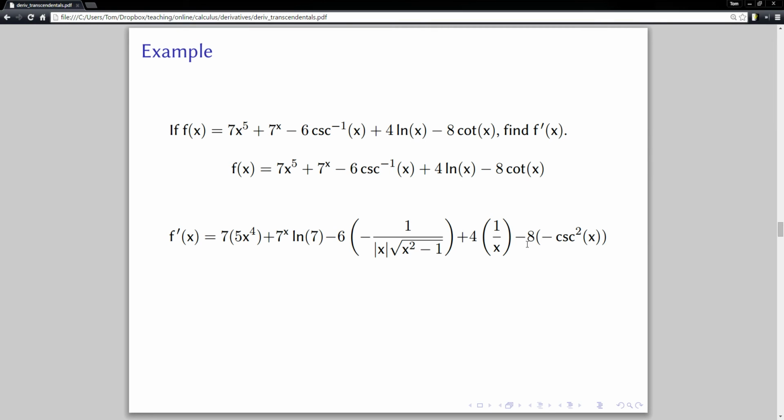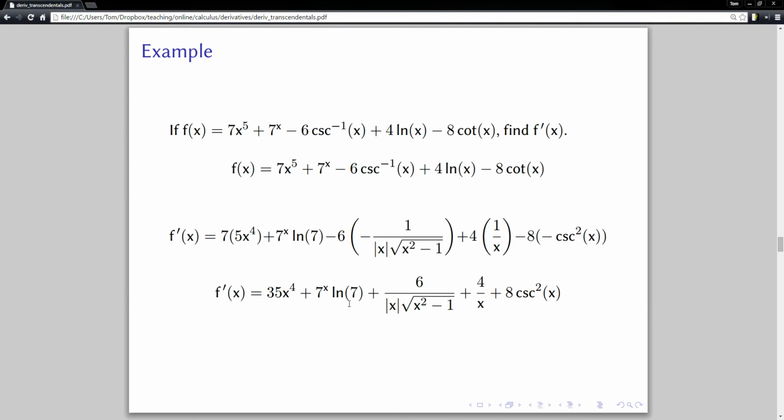Then I would subtract the derivative of 8 cotangent x, right? Again, using the constant multiple rule here, we'll just have minus 8. And then the derivative of cotangent is minus cosecant squared x. Okay. And here there's just some minor simplifications that you should do. Go ahead and multiply out that 7 times 5 and get 35. Here I have a negative and a negative, and I could go ahead and multiply this 6 up top here.